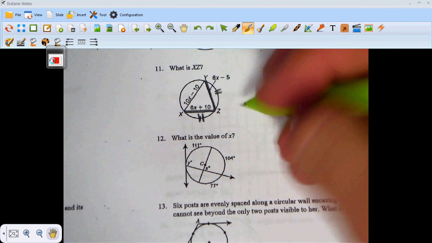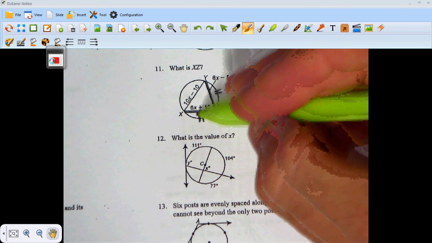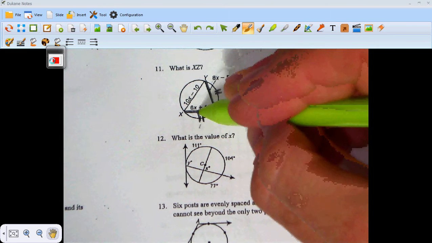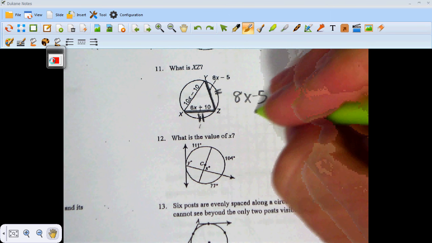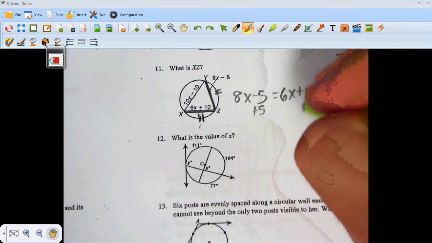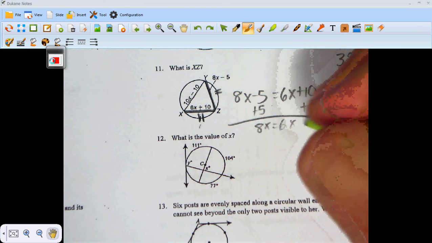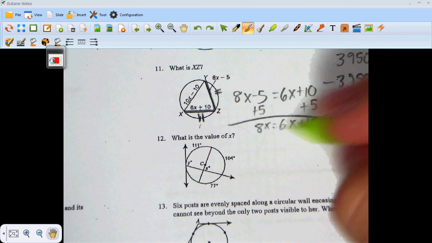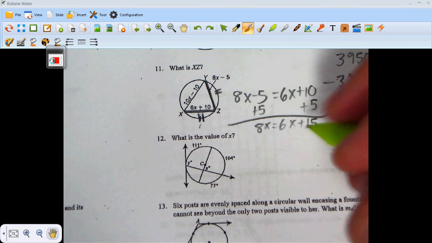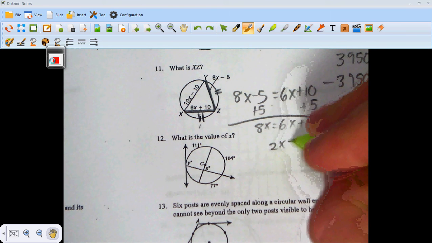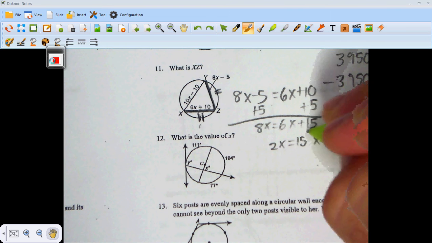So I have 8x minus 5. Since these arcs are the same, then these two lines are going to be the same. 8x minus 5 equals 6x plus 10. Add 5, add 5. I have 8x equals 6x plus 15. I'm going to subtract over here. Get 2x equals 15. X is 7.5.